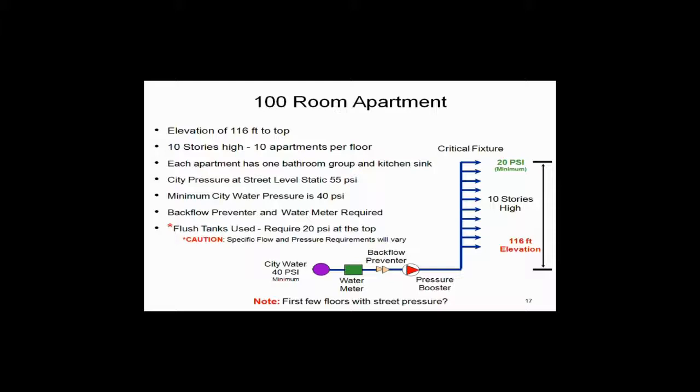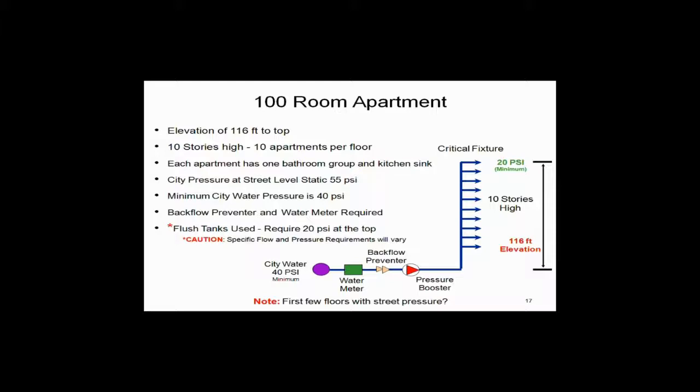So taking a look at a 100-room apartment, I got 10 stories high, 10 apartments per floor. Each apartment's going to have a bathroom group and a kitchen sink. I'm going to keep it real simple. No washing machines, nothing else, just real simple. Bathroom group, faucet, water closet, and in the kitchen, same thing, sink. And that's it. City water pressure at street level, static is 55, but the minimum is 40.